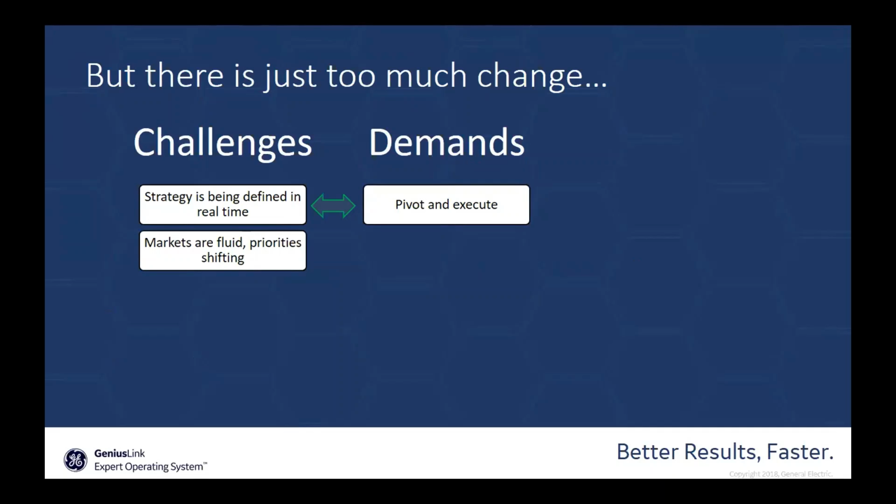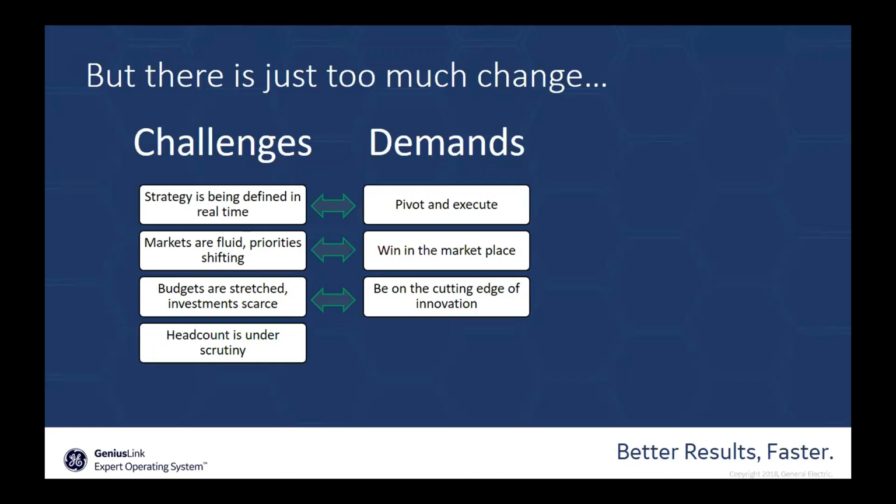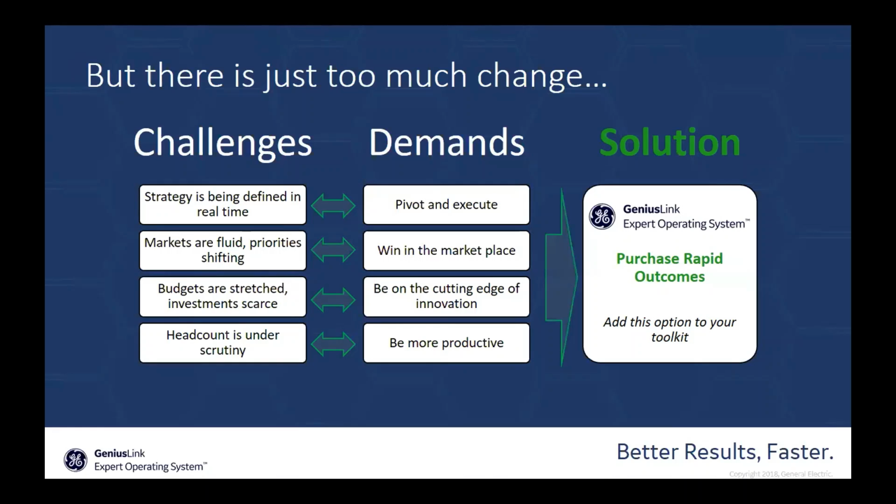When you look at the markets, they're fluid, priorities are shifting. The demand is, you've got to still win in the marketplace. Budgets are stretched. You've got to be on the cutting edge of innovation. You can't hire more people, but you've got to be more productive. So this is the reality of where we're operating today. We need more choice. We need it faster. We need it better quality at a lower cost. And that's where we think the expert operating system from GeniusLink comes in.